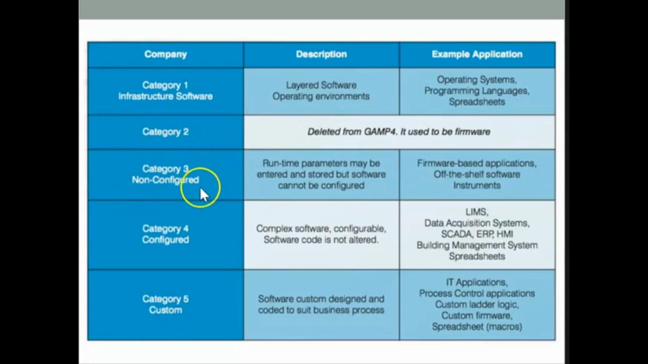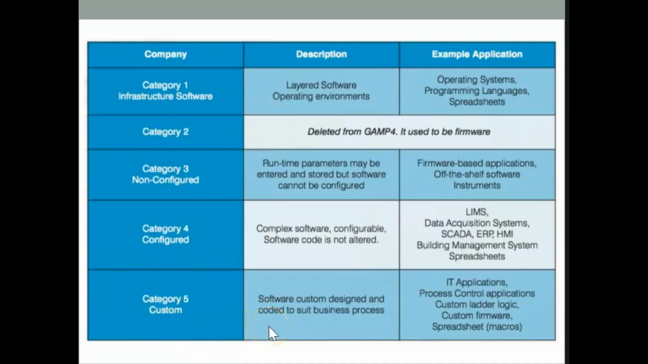Category 3 is non-configured. So here the description is runtime parameters may be entered and stored, but software cannot be configured. Examples are firmware-based applications or off-the-shelf software and instruments. Category 4 is configured, so it's complex software, it's configurable, and the software code is not altered. Examples of that might be a lab management system, your data acquisition system, SCADA, ERP, building management systems, or certain spreadsheets.